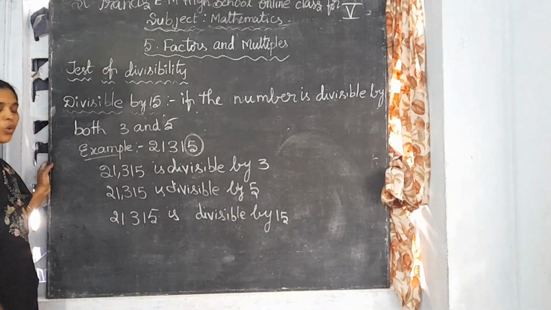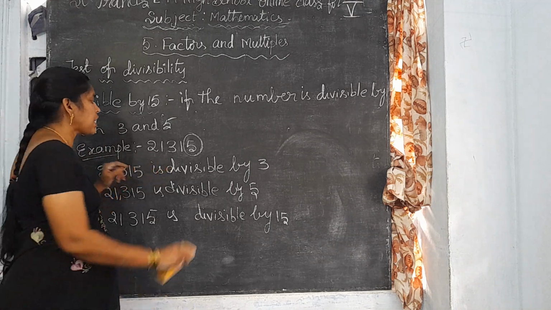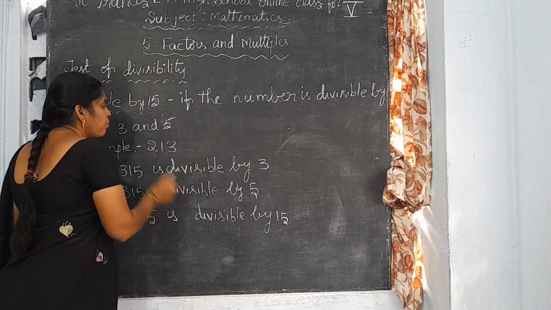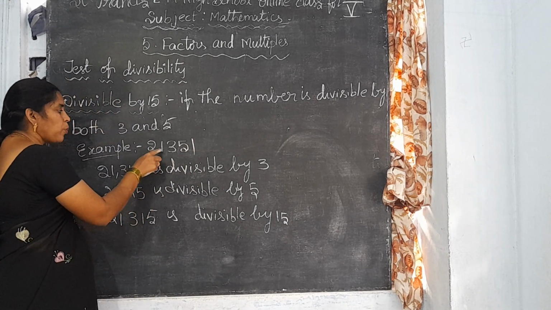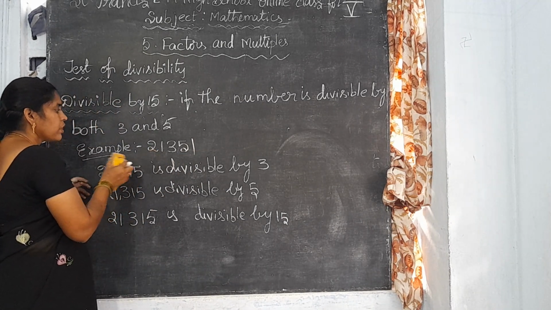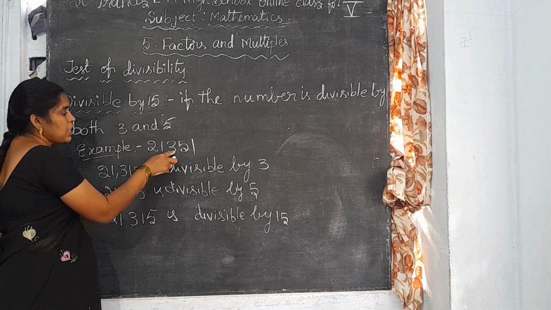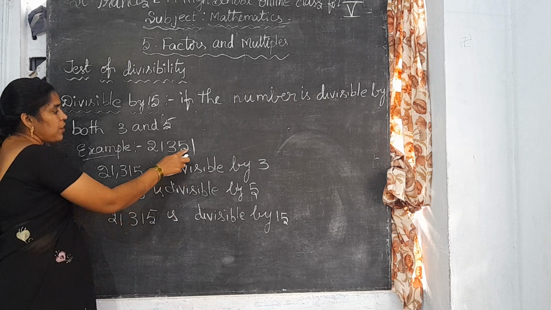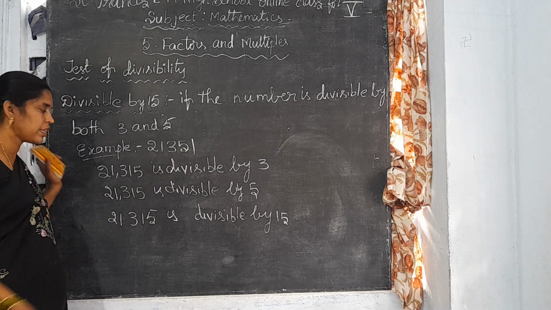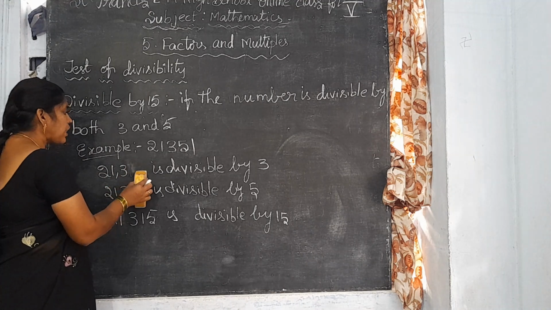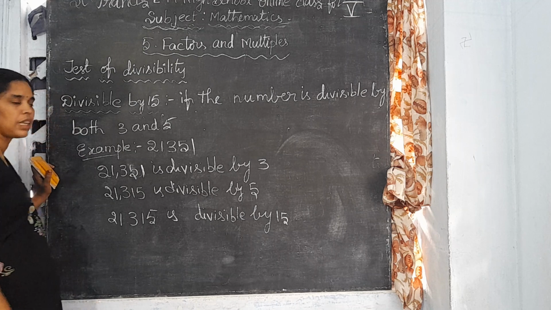Okay, children. For another example, the same number, I am just changing these two digits. 5, 1 I will write. Now if you add 2 plus 1, 3, plus 3, 6, plus 5, 11, plus 1, 12. Is 12 divisible by 3? Yes. So 21,351 is divisible by 3.